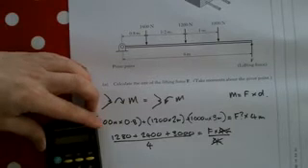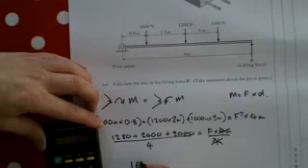1280 plus 2400 plus 3000 equals that, divided by 4 equals 1670, and the units, don't forget, newtons.